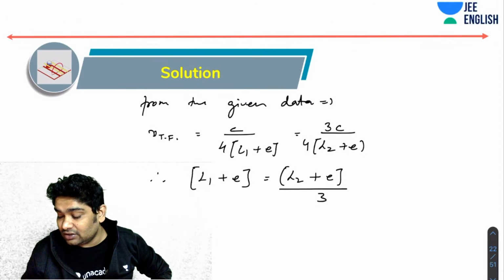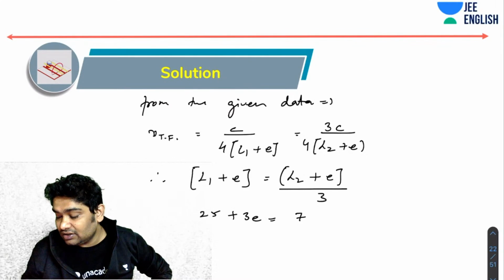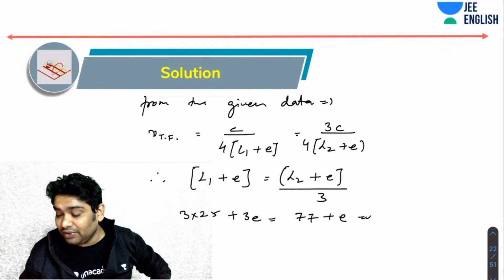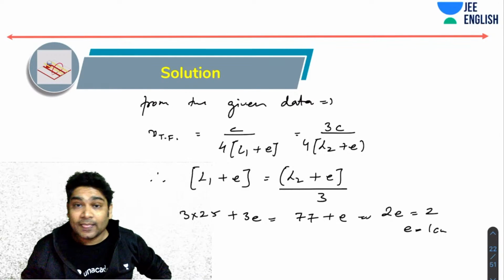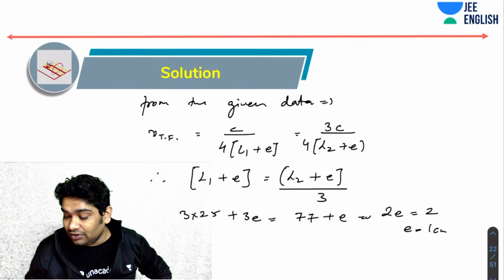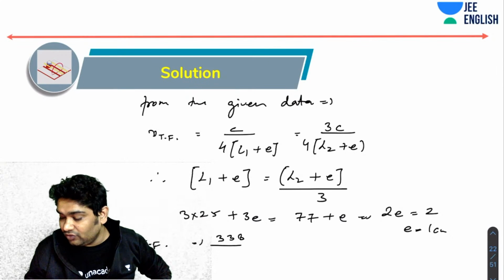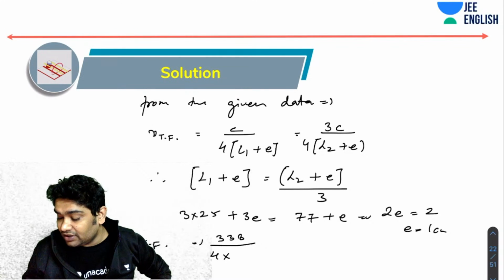So what I can say is therefore 3 times (25 plus E) equals 77 plus E. From here, what I realize is 2E equals 2 and E equals 1 centimeter. So your end correction I've already figured out. Once I figured out the end correction, now I know nu of tuning fork would be C, which was told to me as 338, over 4 times the length, which is now 25 plus 1, 26 centimeter.